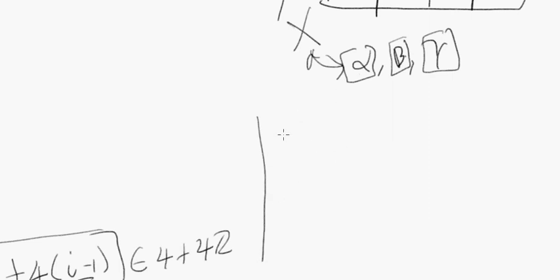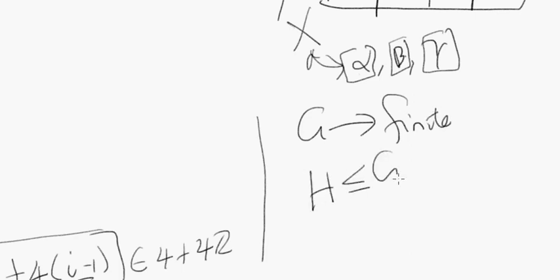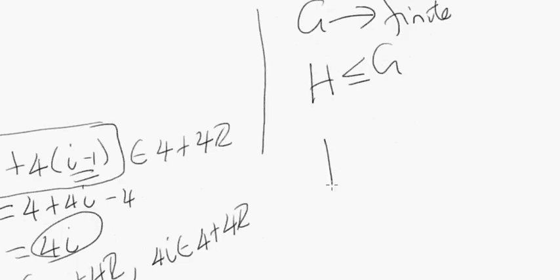But just as a reminder, here's our goal. Our goal is to prove this: if G is a finite group, and we take some subgroup H of this group G, is it true that the order of H must divide the order of G? That's the question.